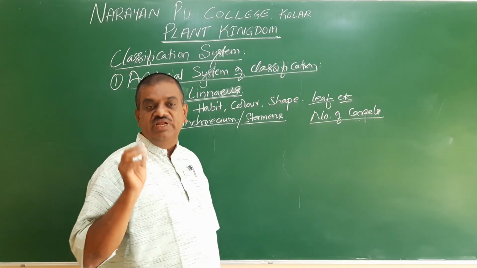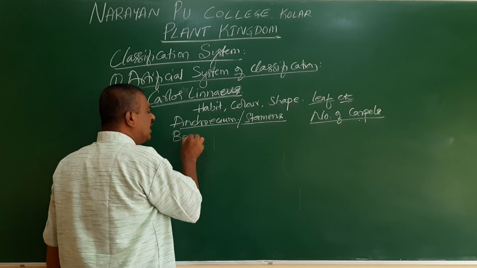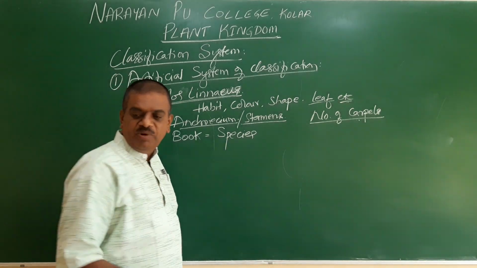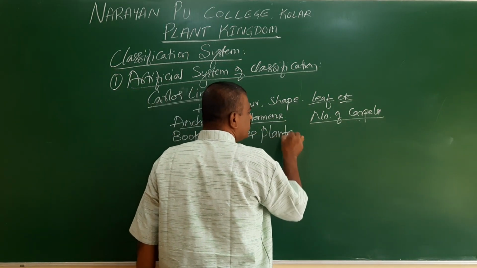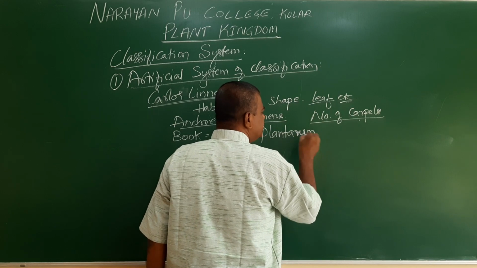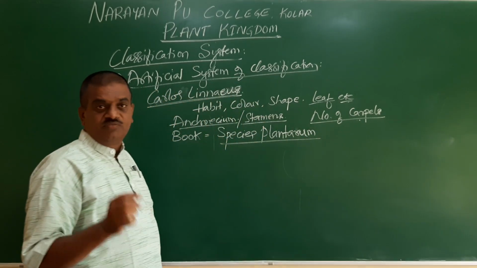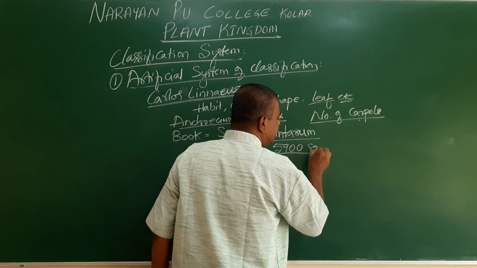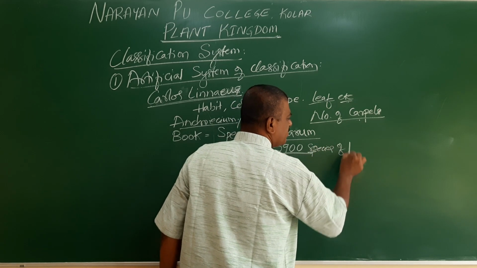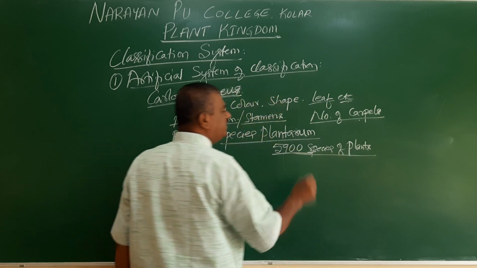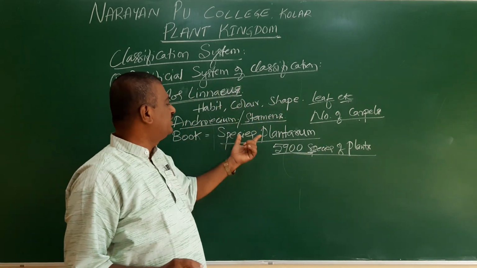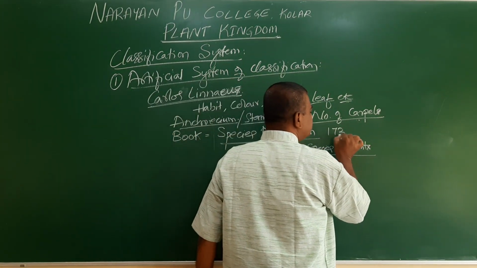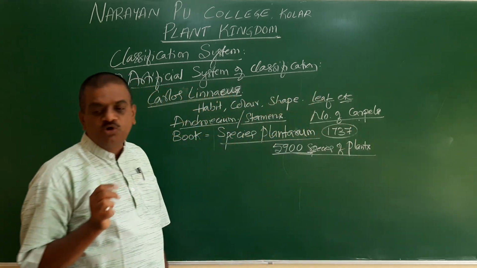Linnaeus has written a book, and the book is called Species Plantarum. In this Species Plantarum book, he mentioned 5,900 species of plants. These 5,900 species of plants were included in his book Species Plantarum, which was written in 1737.